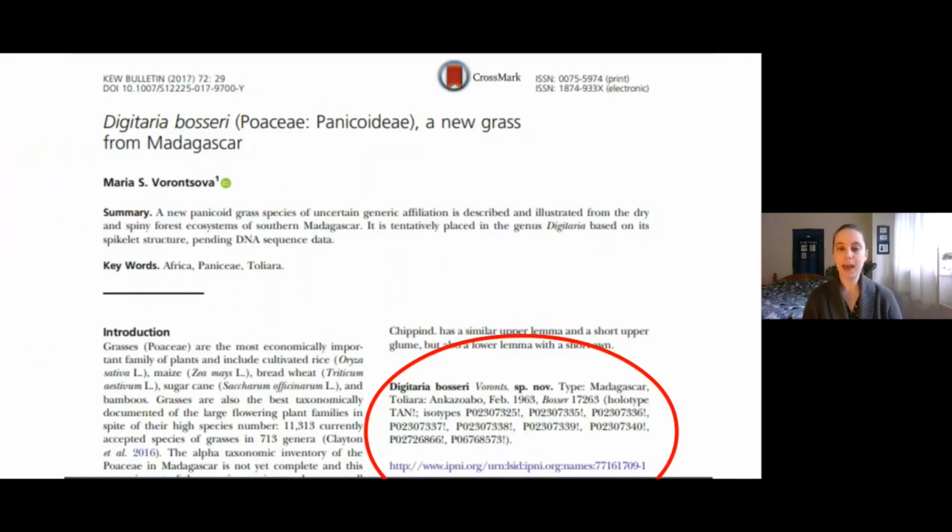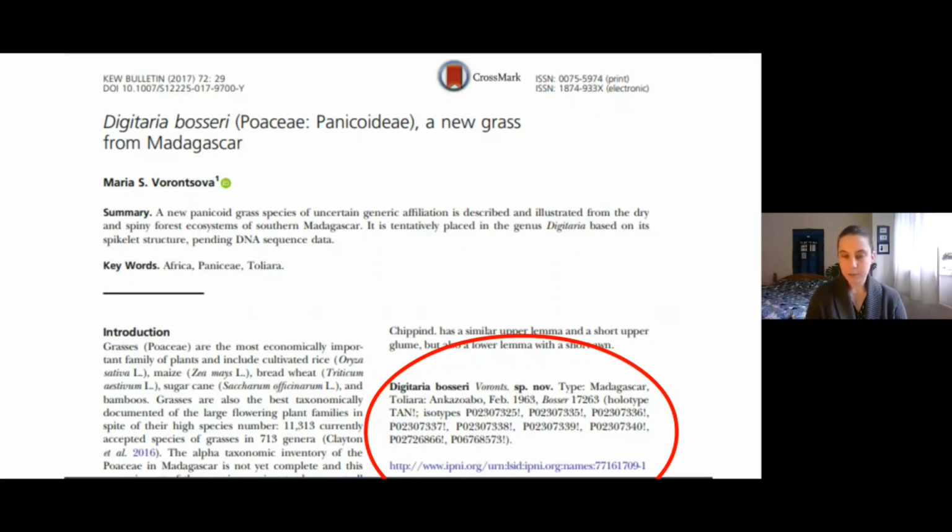And for those who aren't familiar with how plant names appear or how they get published, this is a publication from Kew Bulletin in 2017. And this is a new grass species that was named and described from Madagascar. And in the red circle, this is what we call the protologue, and it records the name of the plant. It records the person who named it. So in this case, she's using a standard author form, an abbreviated form of her last name. And then it gives some other information about where it was collected, what the specimens are, where they're located, and it has an IPNI ID.